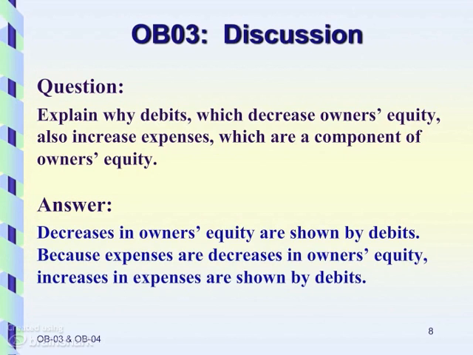Decreases in owner's equity are shown on the debit side. So, expenses which decrease owner's equity maintain a normal balance side of a debit because expenses always result in a decrease to the owner's equity or stockholder's equity of a business. So increases in expenses are shown as debits, which always decrease stockholders' equity.